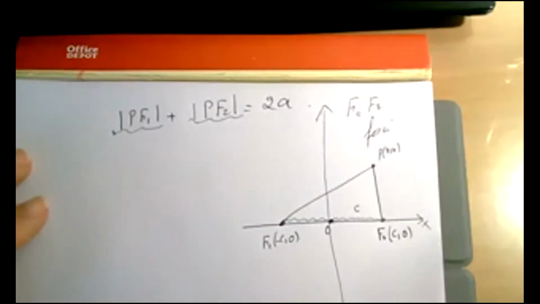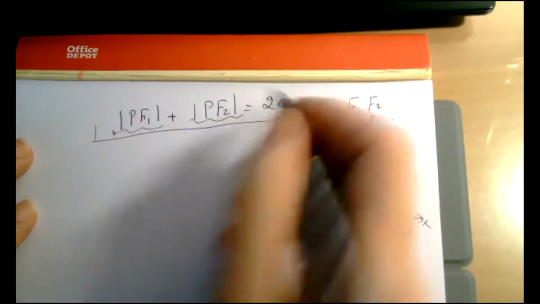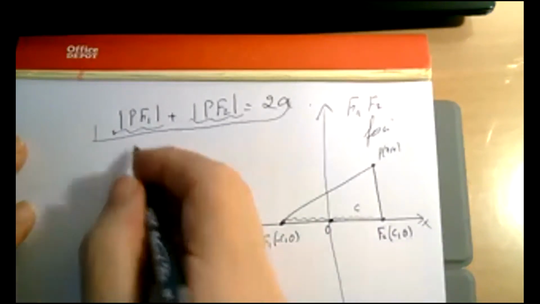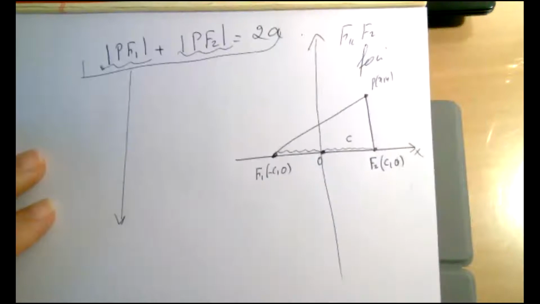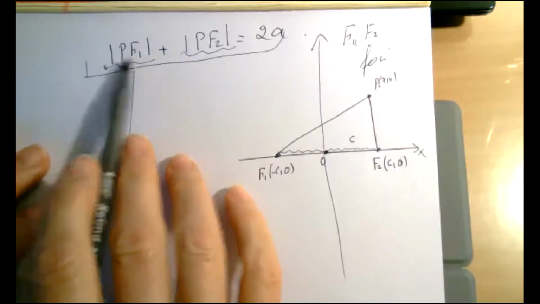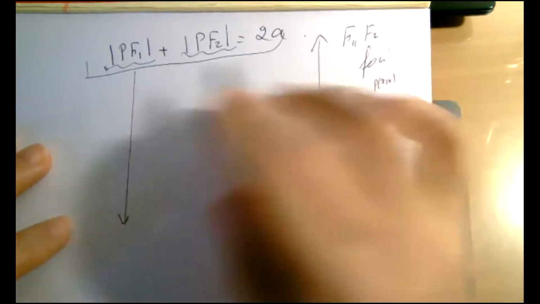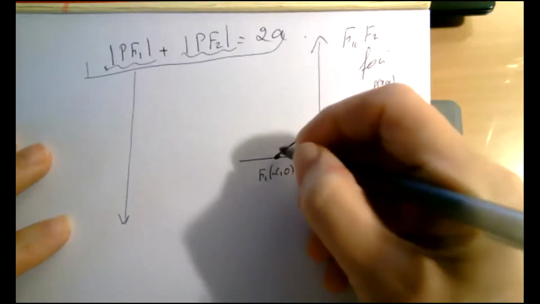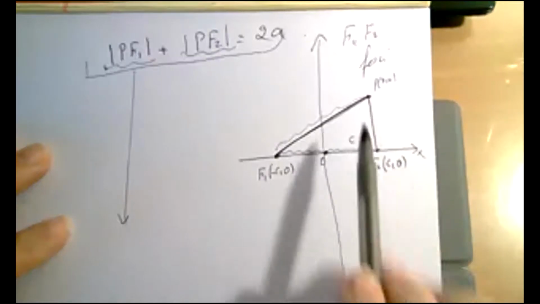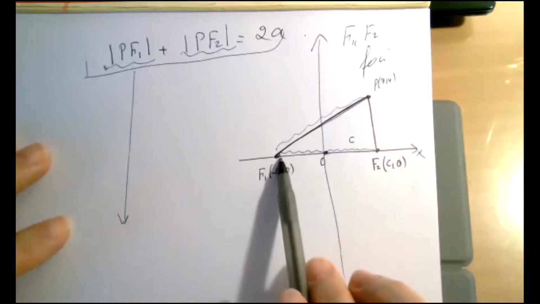So how are we going to derive it? We're going to start with this. That's what characterizes a point, and try to use that to find the equation. So as I said, I will start it off. What's PF1? It's the length from here to here. But what's the length from here to here? It means, what's the distance between 2 points?